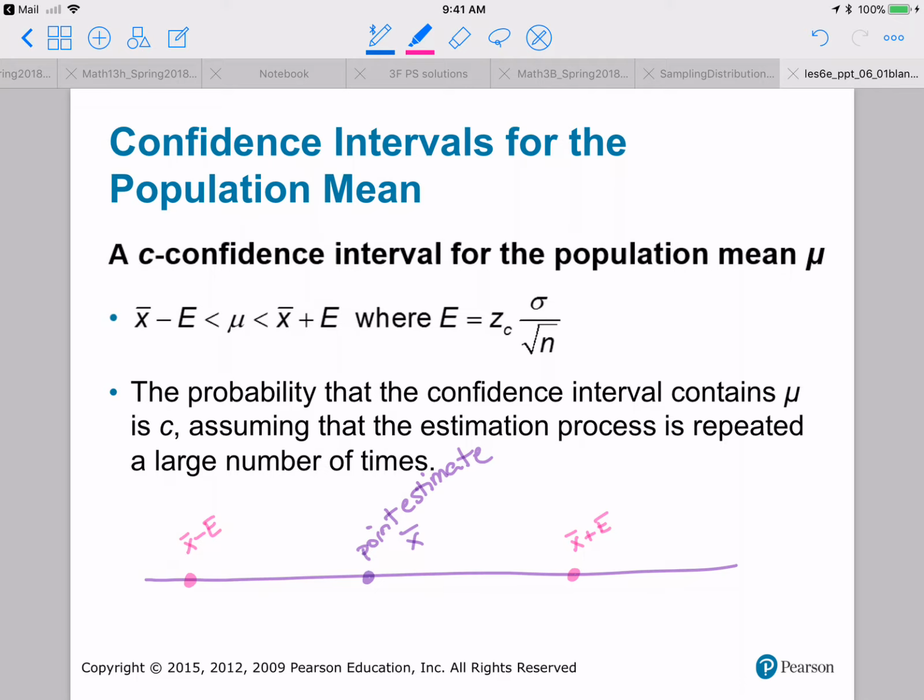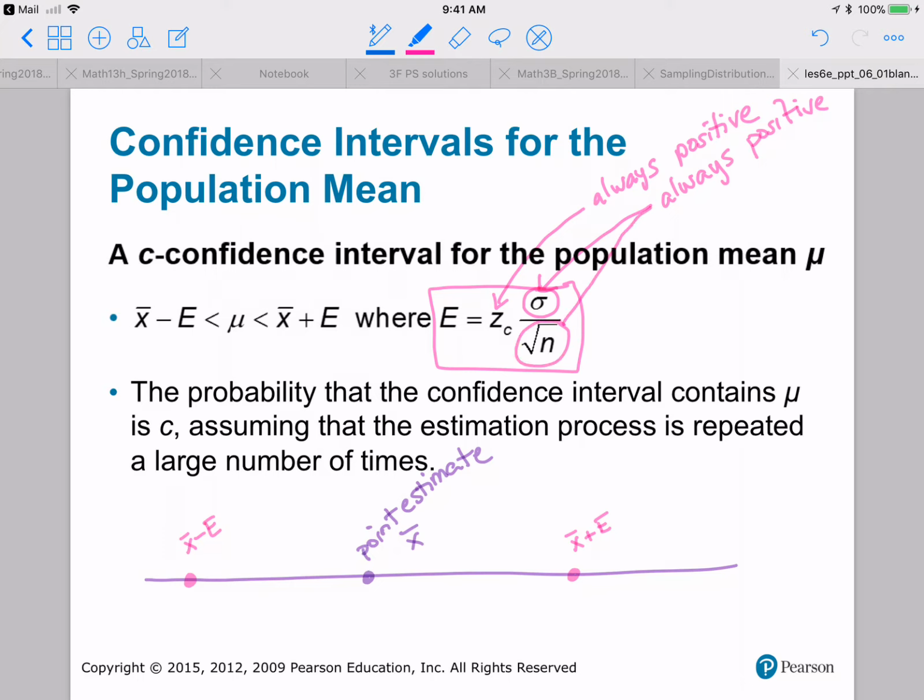So notice that E is always positive. This is the formula for E, right? Your critical value is always positive. It's never a negative number. Sigma is always positive. And of course, n is always positive, so the square root of n is also always positive. So E, your margin of error, is always positive. So we can use it as a distance. The endpoints for the confidence interval are determined by the margin of error and your point estimate. Okay?